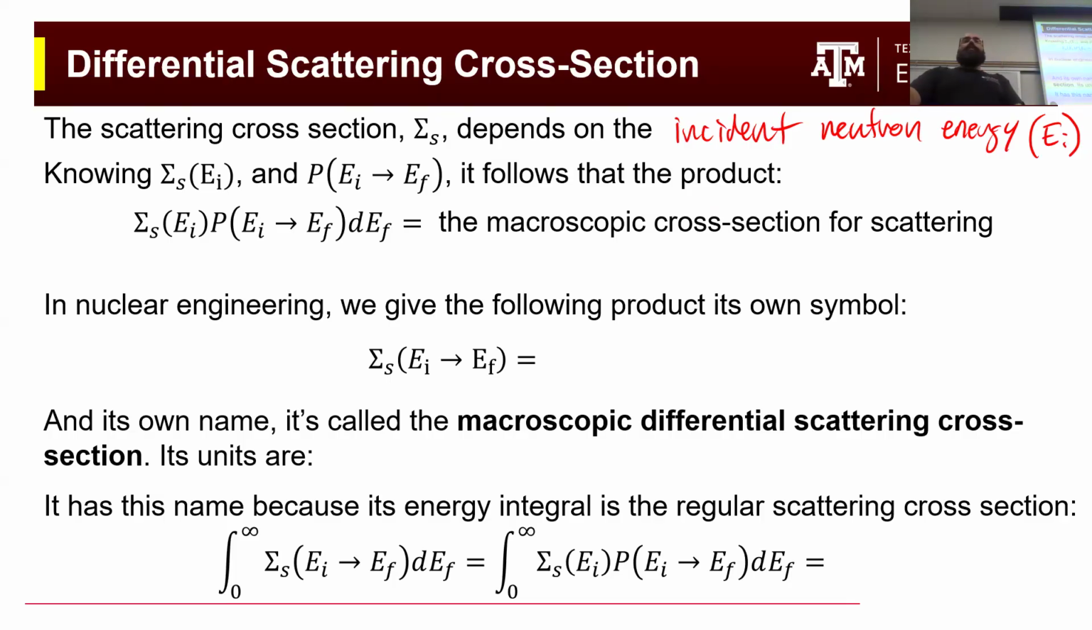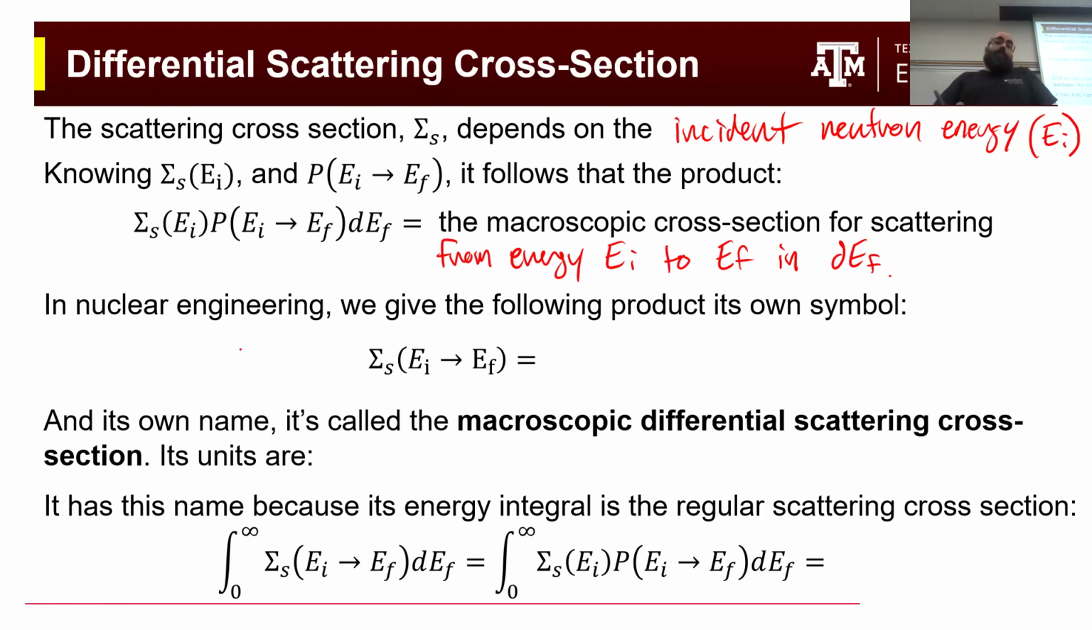If I know that scattering cross section and I know that probability density function, then the product of those two things, also multiplied by the final energy interval, is by definition going to be my microscopic cross section for scattering to go from the energy EI to the energy EF in the interval DEF.